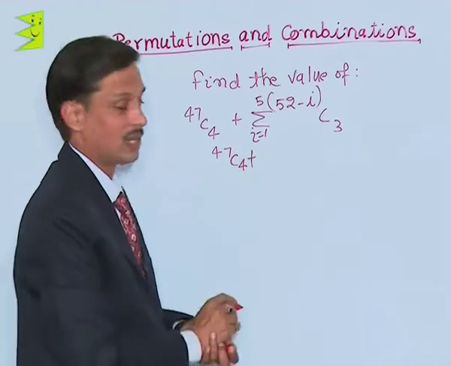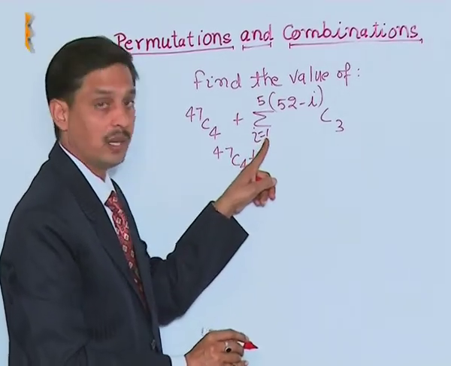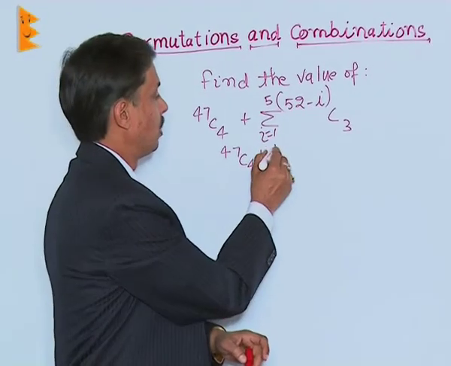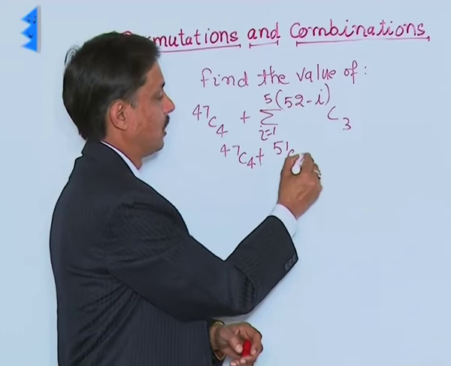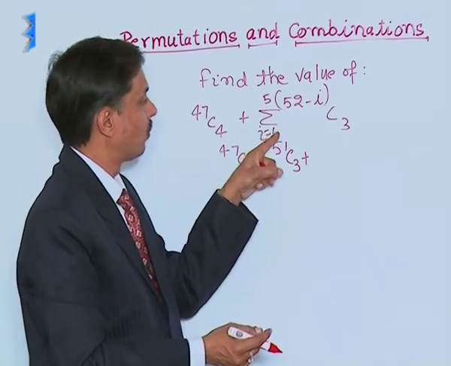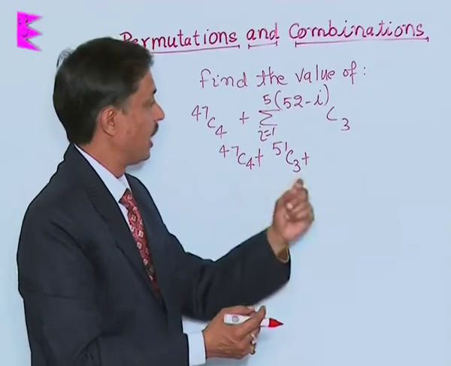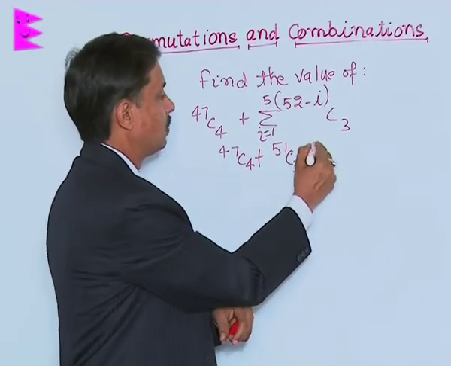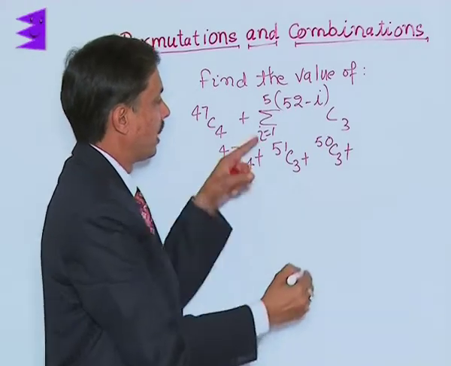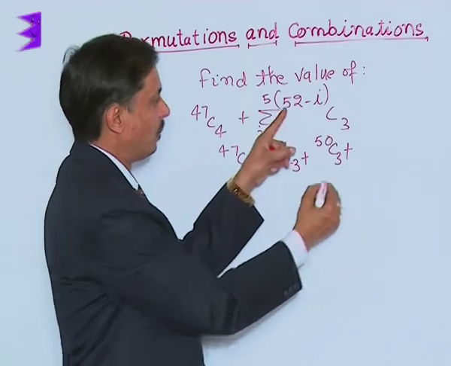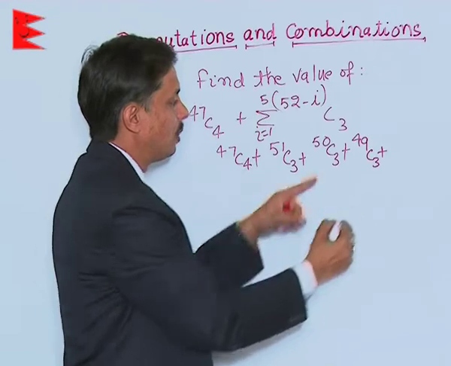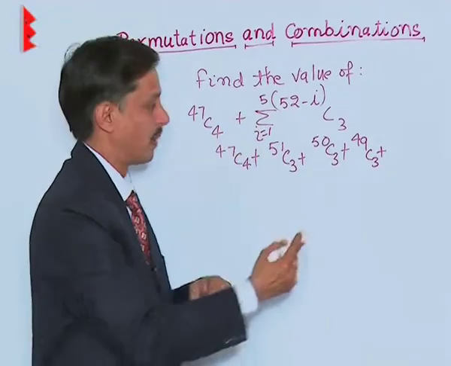47C4 plus, if I take i equals 1, this will be 52 minus 1, that means 51C3. If I take i equals 2, as i is moving from 1 to 5, this will be 50C3. If I take i equals 3, it will be 52 minus 3, 49C3. And I am using the sign of plus because it is sigma.